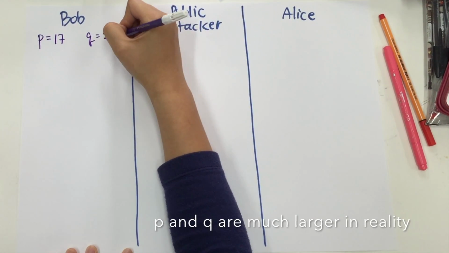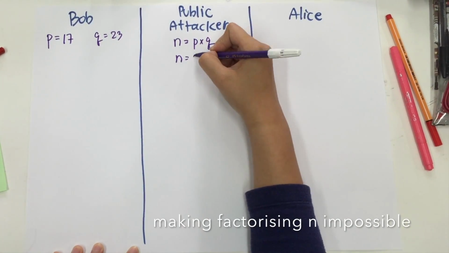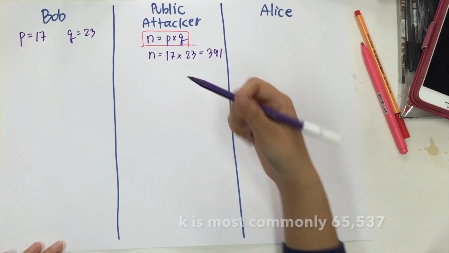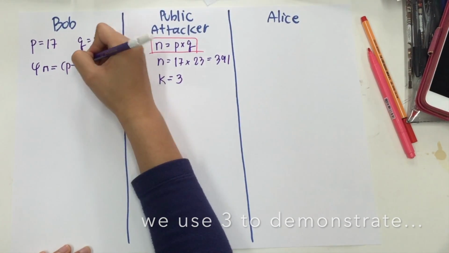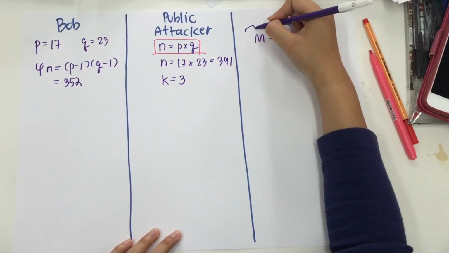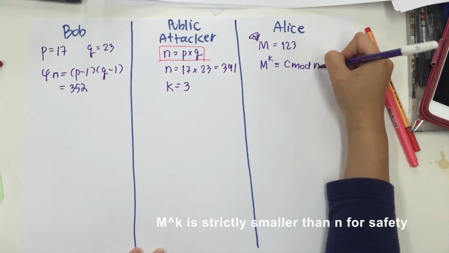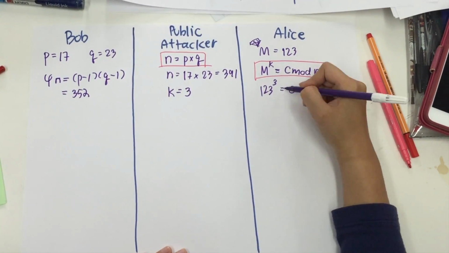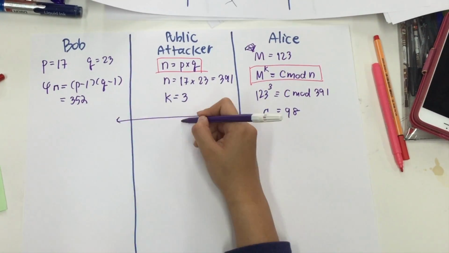Bob sets two values, p equals 17 and q equals 23. He makes n equals pq, giving n equals 391, and a public key k equals 3, which is accessible by the public. He then finds the value of phi n, which is equal to p minus 1 times q minus 1. Alice, who wants to encrypt a message m equal to 123, uses the equation m to the power of k congruent to c mod n. She substitutes the values of m, k, and n, giving c equals 98, which she passes on to Bob.